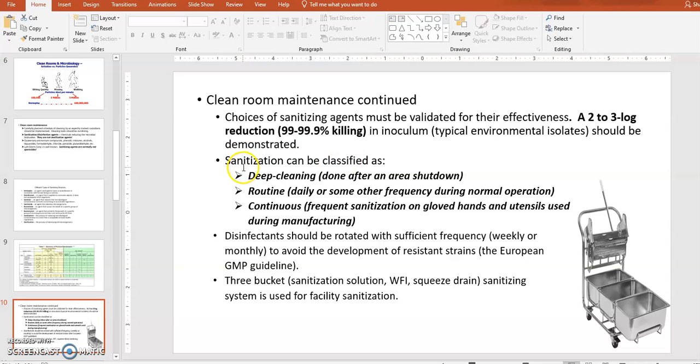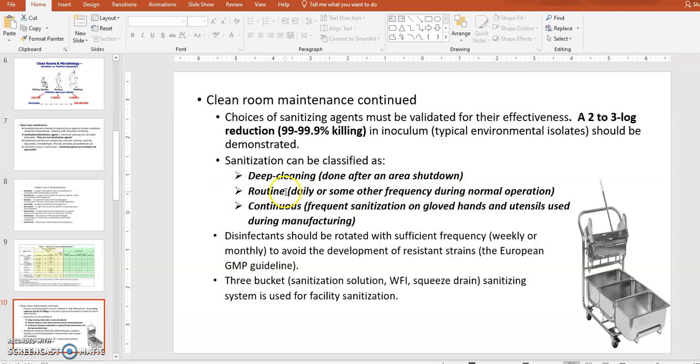And then the sanitizing process can be classified in 3 different ways. One is deep cleaning, that's done maybe once every shutdown of the room. That's deep cleaning. And then routine cleaning is done on a daily basis by a cleaning crew, a support group. They would come in and clean. So it's a maintained, scheduled cleaning process.